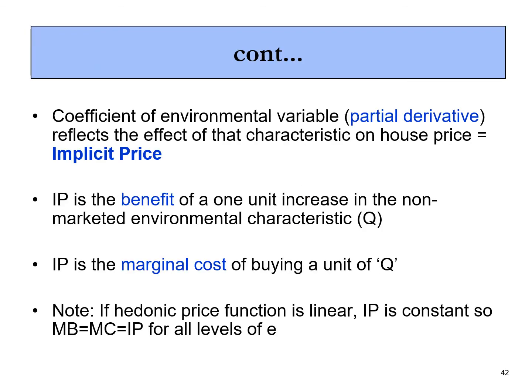The coefficient of the environmental variable, or we can say the partial derivative, will reflect the effect of that characteristic on the house price. We call it the implicit price. So the implicit price is the benefit of a 1 unit increase in the non-marketed environmental characteristic. And the implicit price is also the marginal cost of buying a unit of environmental quality. You have to take note that if the hedonic price function is linear, the implicit price is constant. So the marginal benefit should equal the marginal cost as well as the implicit price for all levels of environmental quality. Okay.